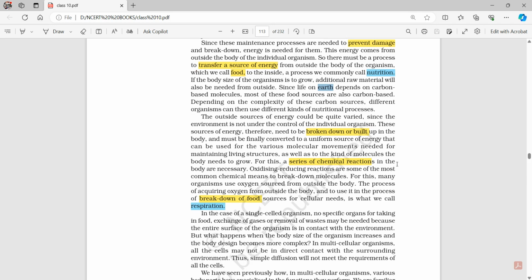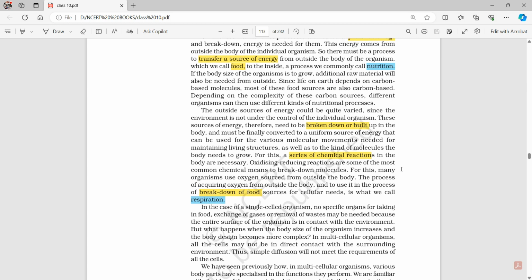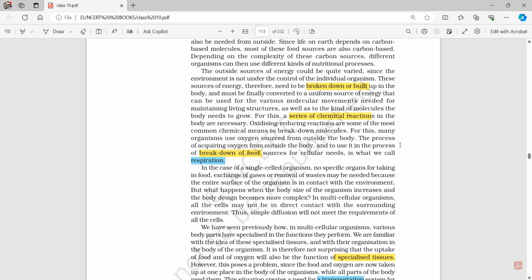The outside sources of energy could be quite varied, since the environment is not under the control of the individual organism. These sources of energy therefore need to be broken down or built up in the body and must be finally converted to a uniform source of energy that can be used for the various molecular movements needed for maintaining living structures, as well as to the kind of molecules the body needs to grow. For this, a series of chemical reactions in the body are necessary.